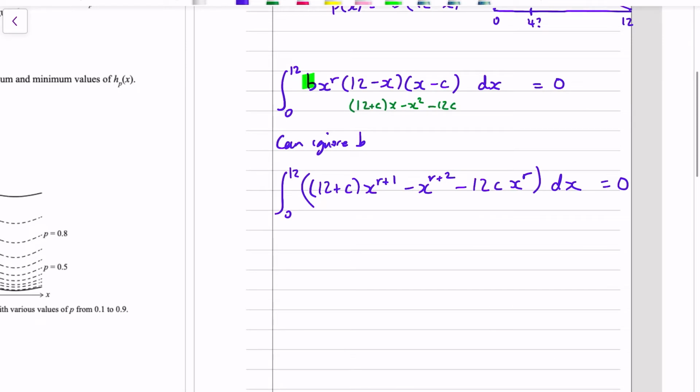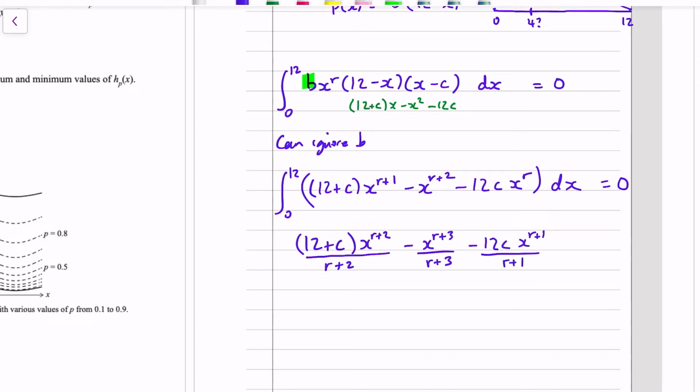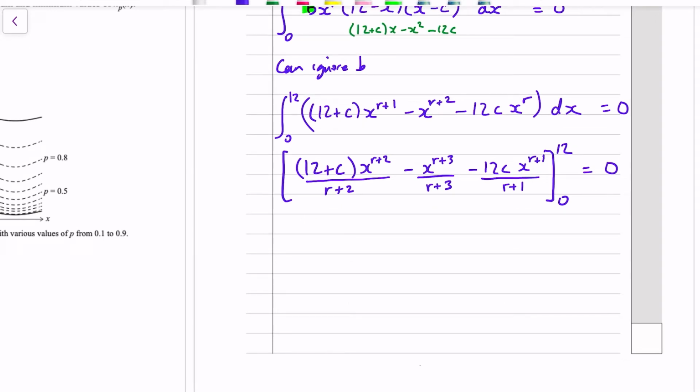Okay, so to integrate this, the 12 plus c is a constant. We increase the power by 1, divide by the new power, increase the power by 1, divide by the new power, increase the power by 1, divide by the new power, and we're evaluating that between 12 and 0, and that equals 0. Subbing in 0, the bottom limit, is just going to make all those terms disappear. 0 to the power of anything is 0, other than 0 to the 0, of course, but it's not relevant. So subbing in 12 will give us the answer we want.